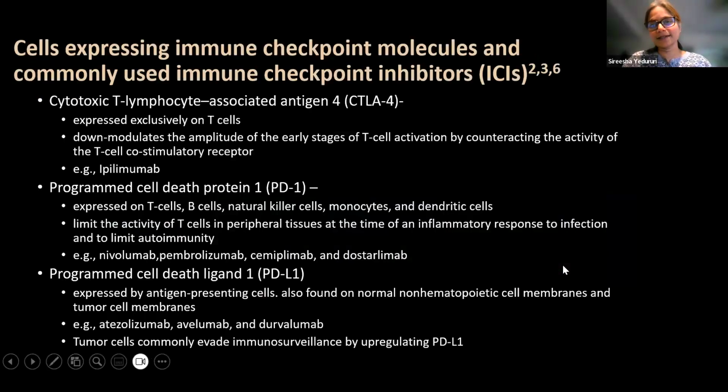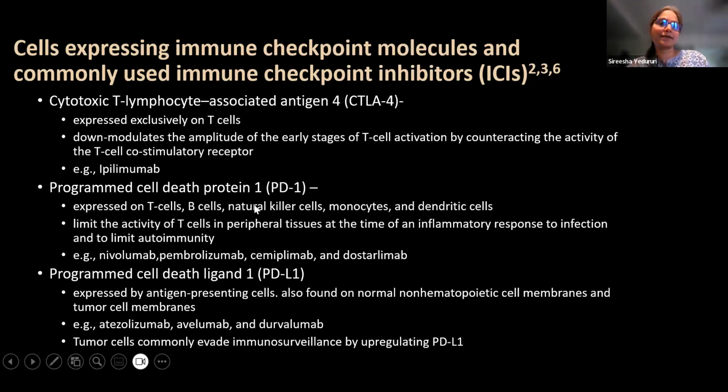So where are these? Here are the cells expressing the immune checkpoint molecules and the commonly used immune checkpoint inhibitors or immunotherapy. As I said, cytotoxic T cell lymphocyte-associated antigens are expressed exclusively on T cells. They down-modulate the amplitude of early stages of T cell activation by contracting the activity of the T cell co-stimulatory receptor. One example is ipilimumab.